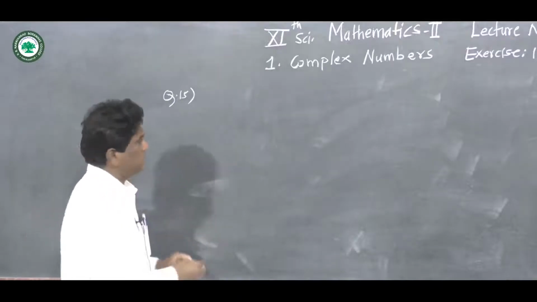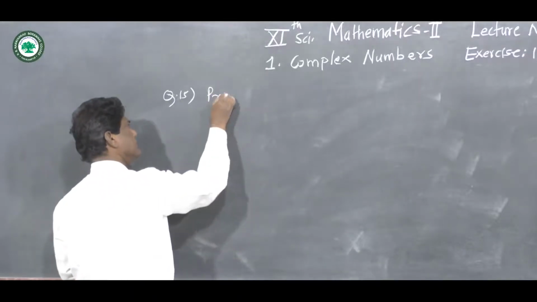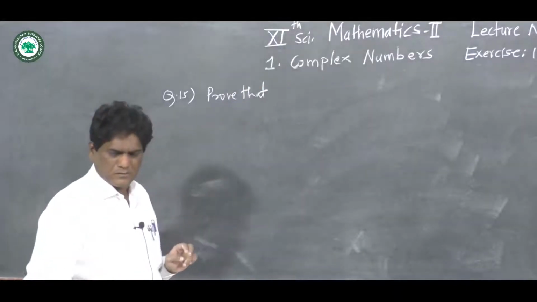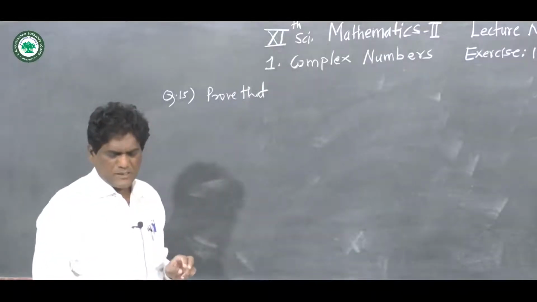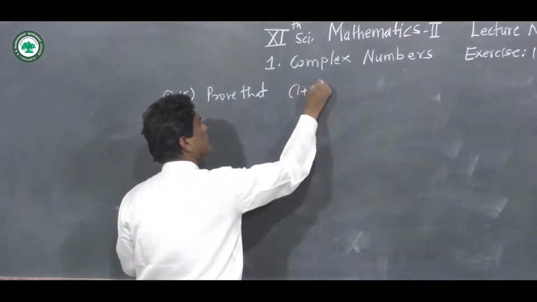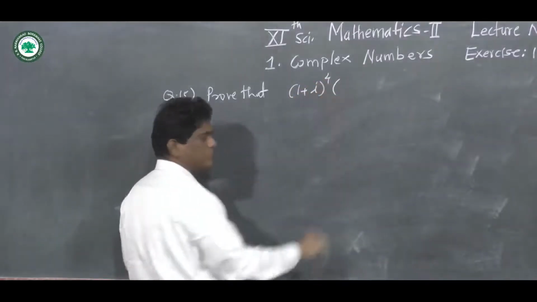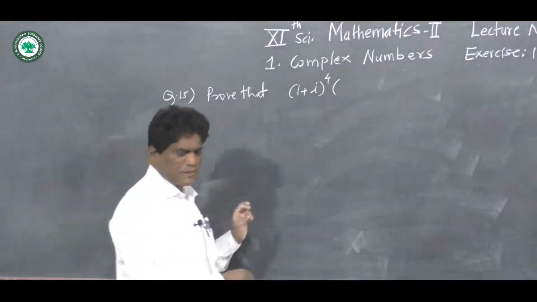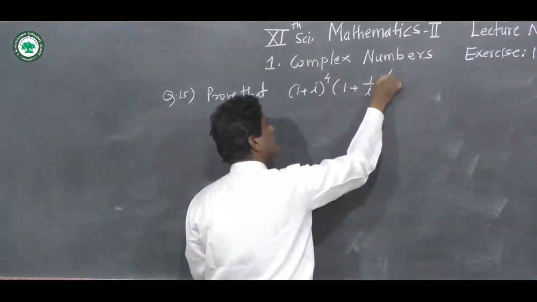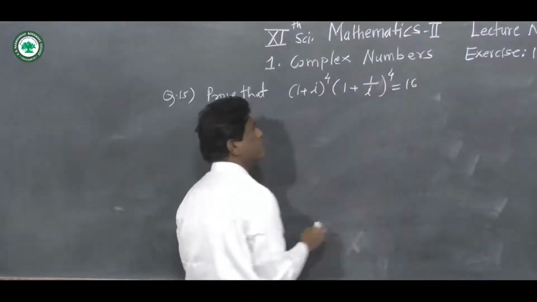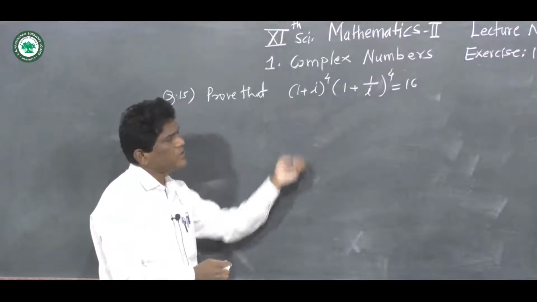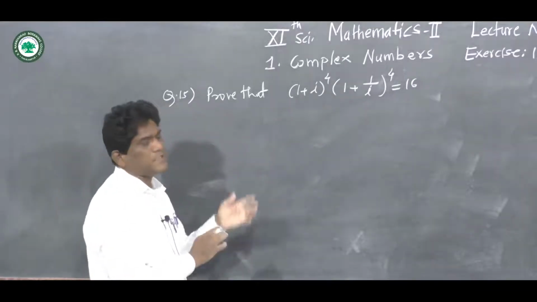Prove that (1 plus i)^4 into (1 plus 1 upon i)^4 is equal to 16. We have to prove this. So we consider firstly the left side and we solve it. If the answer is 16, then it is proved.